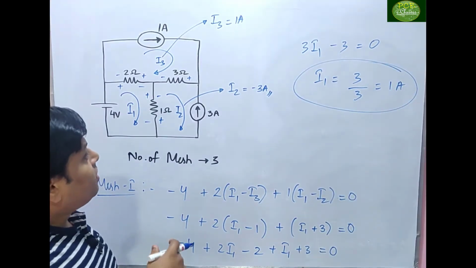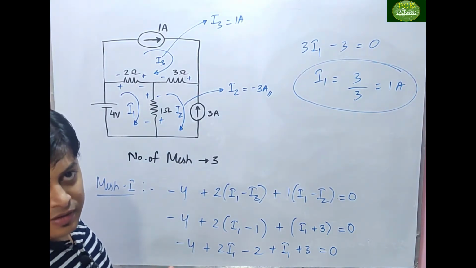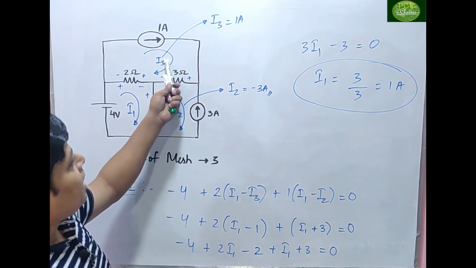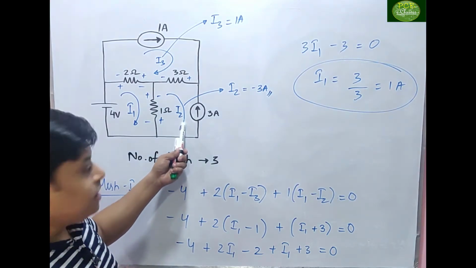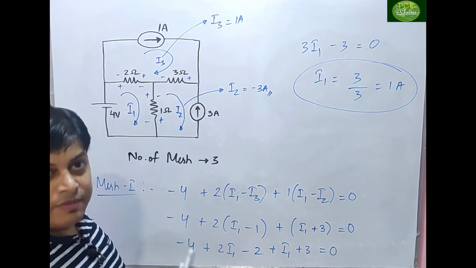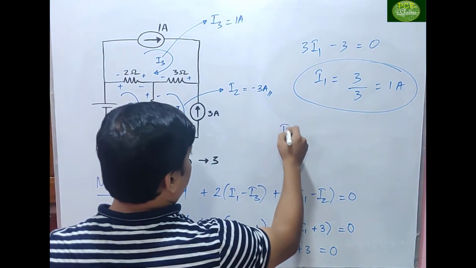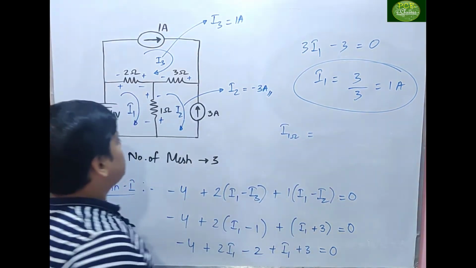Here you can see that although we have 3 mesh, it's very easy to find out the current, because from the question itself we are getting I3 and I2, no doubt about it. Then we are finding out only I1 by substituting these values in mesh 1. Fine. Suppose I am finding out the current in the 1 ohm resistor.